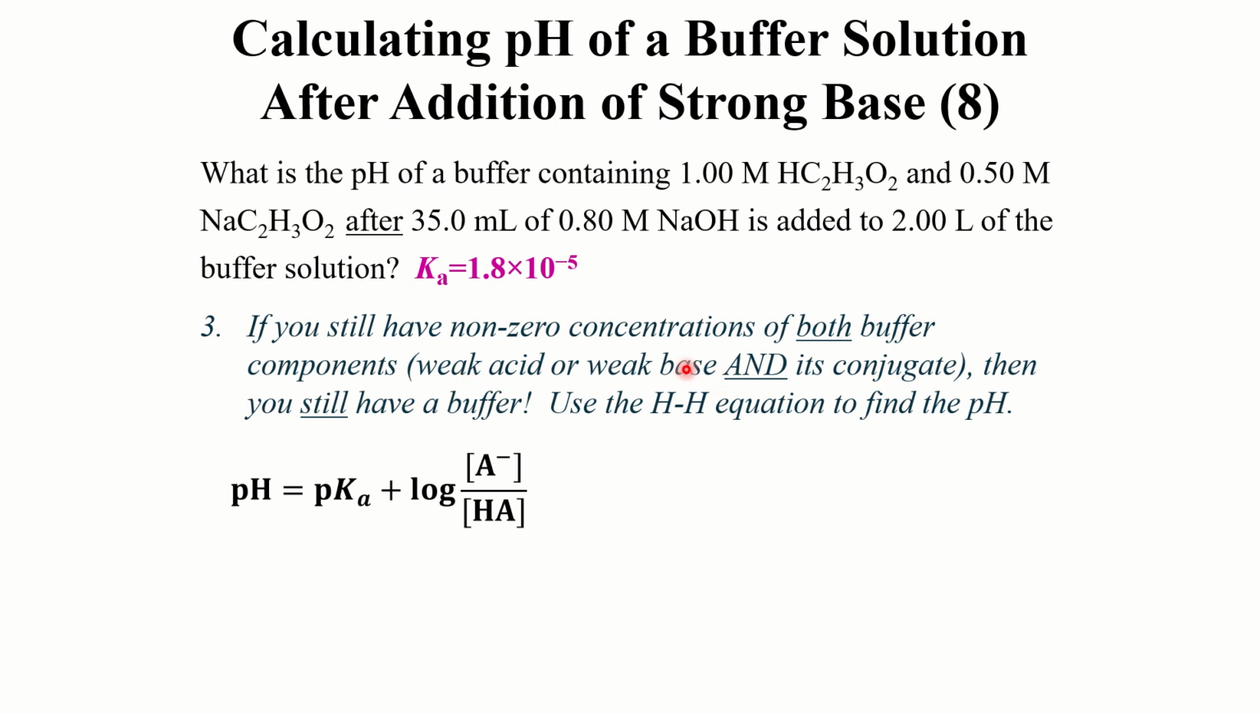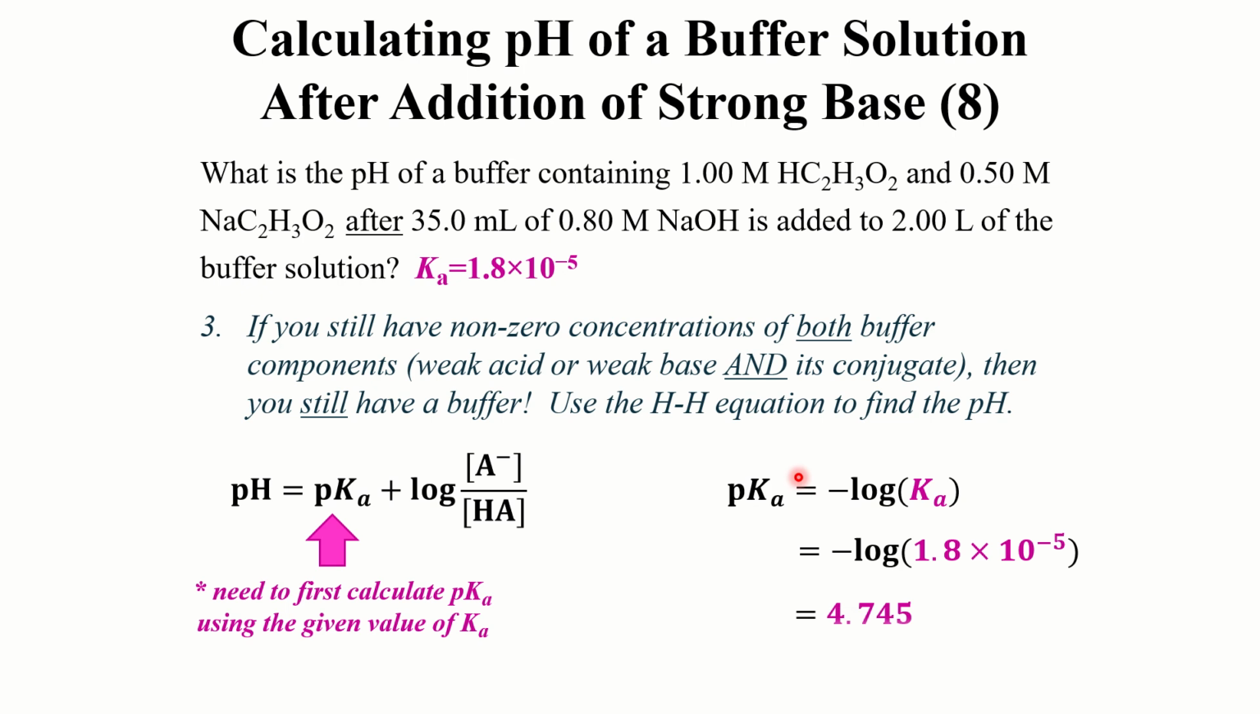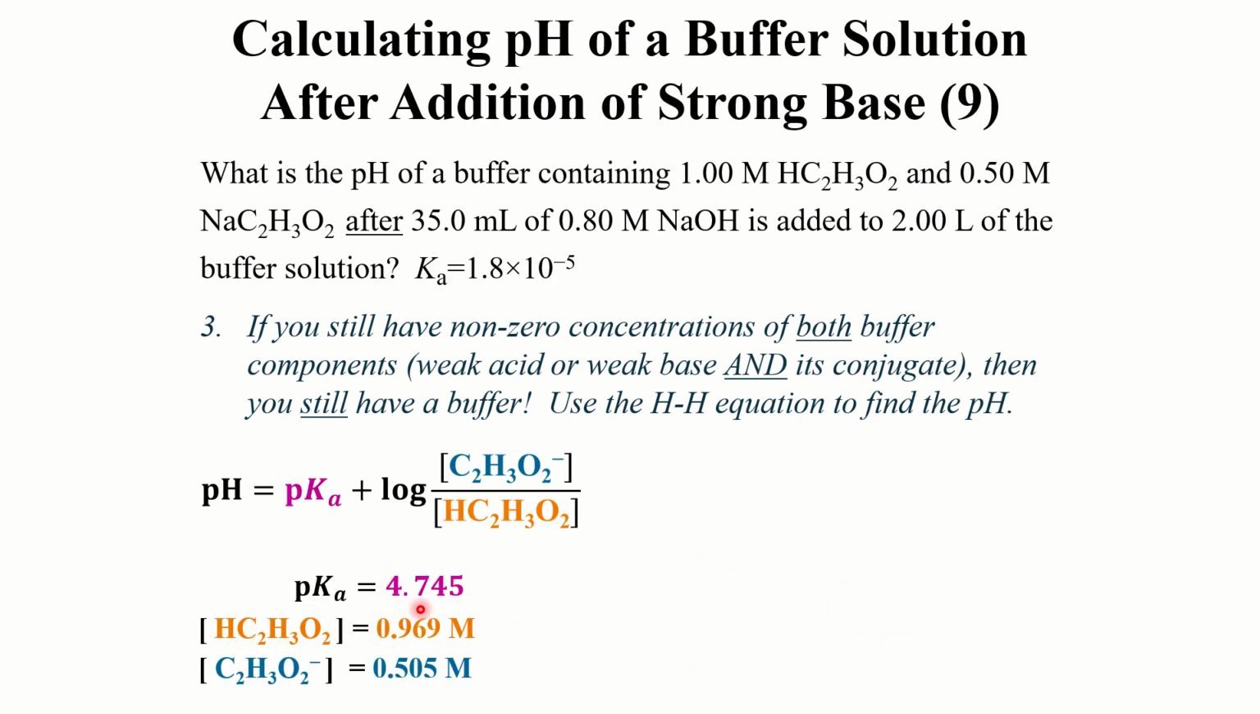Since we have non-zero concentrations of both the weak acid and the conjugate base, we still have a buffer, and we can use the Henderson-Hasselbalch equation to find the pH. So let's calculate the pKa. pKa is equal to the negative log of Ka, so this would be the negative log of 1.8 times 10 to the negative fifth, a pKa of 4.74, or 4.745. Now we can plug our values in: 4.745 for the pKa, 0.505 for the base component, and 0.969 molar for the acid component.